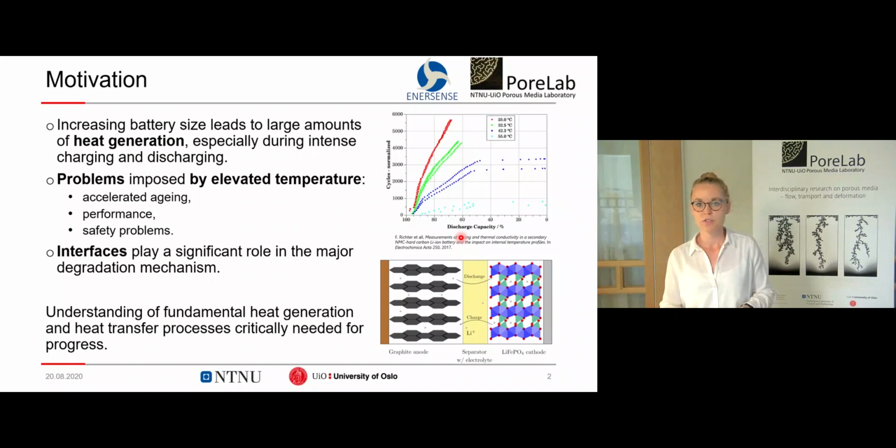Our aim was to develop a non-isothermal battery model, including coupling of heat, charge, and mass transfer to be able to compute the temperature time profile. Another aim of ours was to look into interface properties and to see how important they are for modeling.